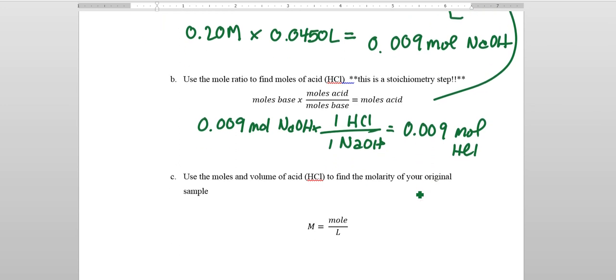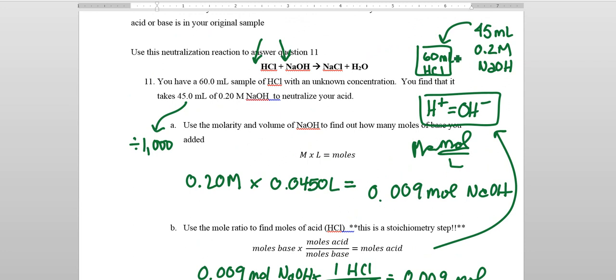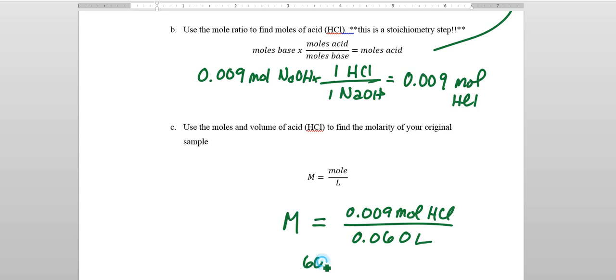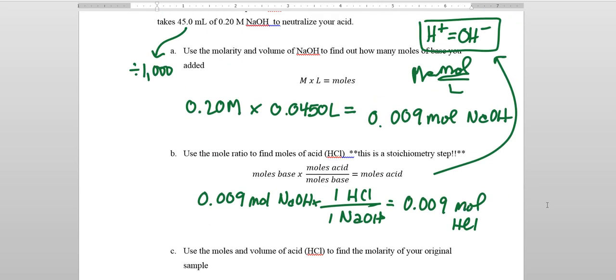Now let's convert that into molarity. They told us up here in the problem that we had a 60 mL sample of HCl. So if I look at my molarity equation, I had 0.009 moles of HCl, and my volume was 0.06 liters, because remember, I divide my milliliters by 1,000 to get liters. And if I do that, I will end up with a molarity of 0.15. So I just used titration to figure out the concentration of my acid. It is 0.15 molar.